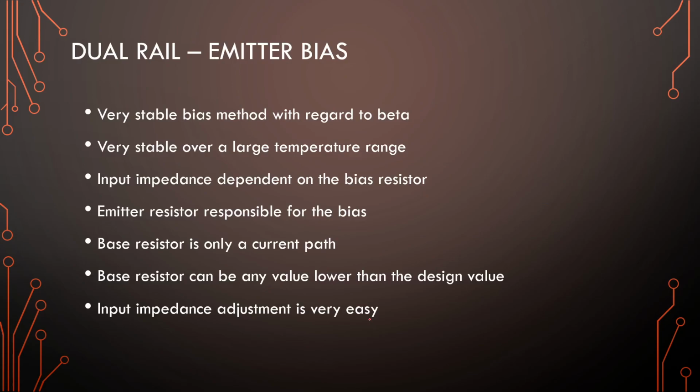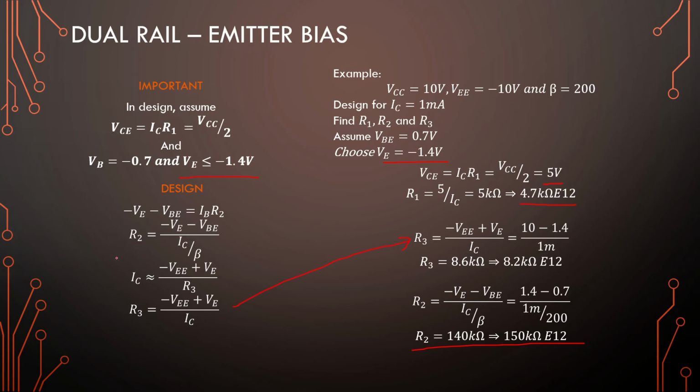Okay, so before we go to the simulation, this is a very stable method to bias a transistor. You can pick the input impedance of your amplifier with this. The emitter is responsible for the bias. The base is only a current path. So making adjustments to this kind of design with the dual rails is very, very easy.